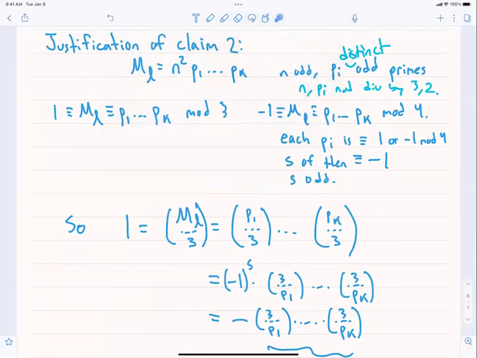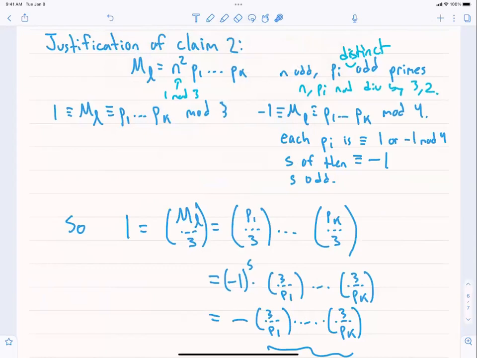So what I really can do was: 1 is congruent to m_L mod 3. So m_L is congruent to 1 mod 3. I did that computation earlier in the lecture. But since n squared is congruent to 1 mod 3, I take any non-zero square mod 3, I just get 1. So this just goes away mod 3, and I just get the product of these other primes mod 3. So m_L is just congruent to the product of these primes mod 3.